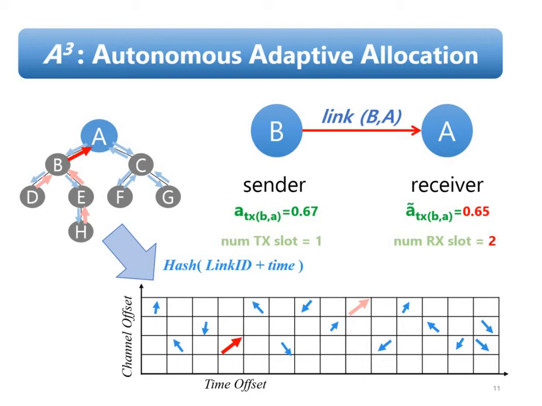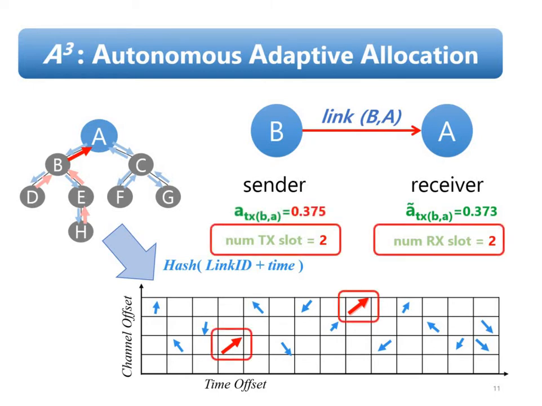Now, node A has 2 receive slots for the link BA, and its transmission attempt rate at the receive cell becomes half. As the traffic load increases, the sender's transmission attempt rate reaches 0.75, which is the increase threshold of the sender. Then it doubles the number of transmission slots for the link BA and allocates more transmission slots for the link BA on its slot frame. And the transmission attempt rate decreases in half. Now, the sender and the receiver have 2 slots for the link BA.